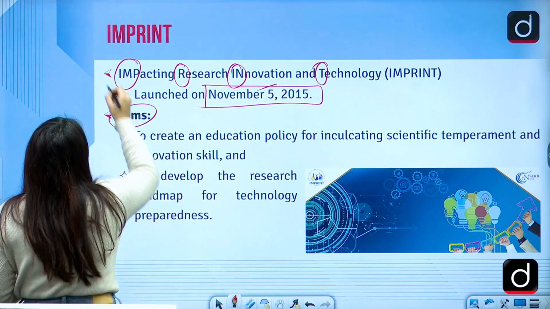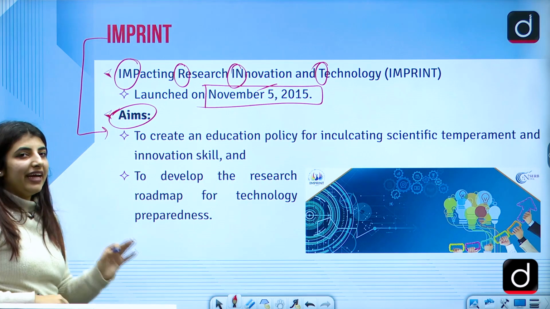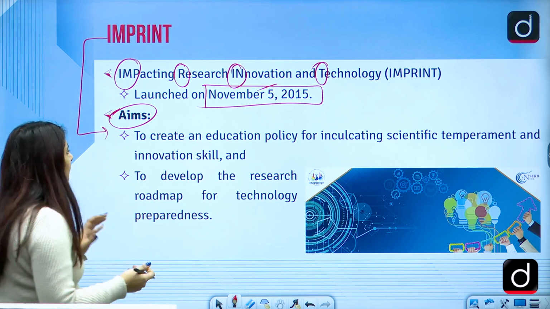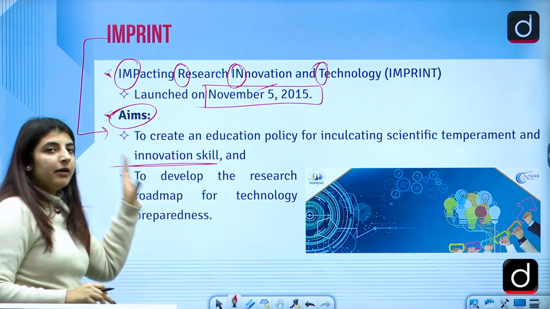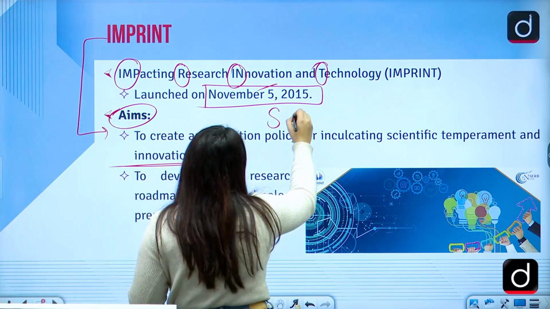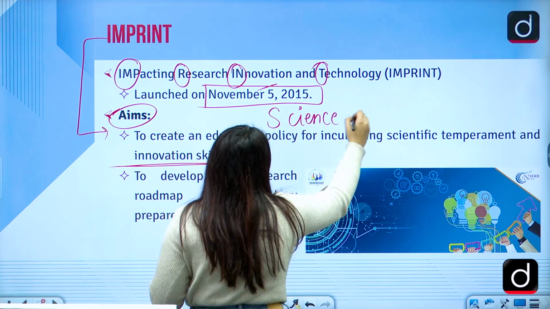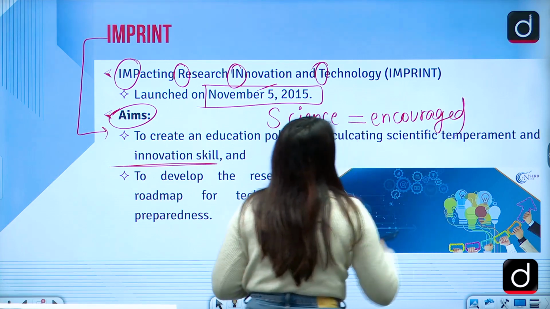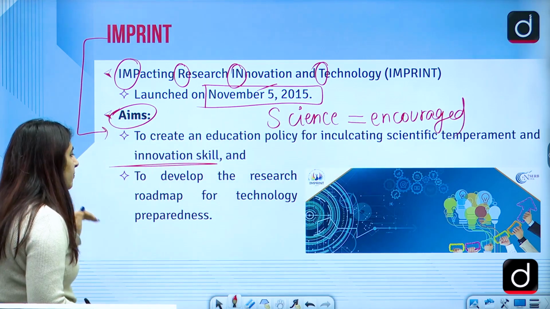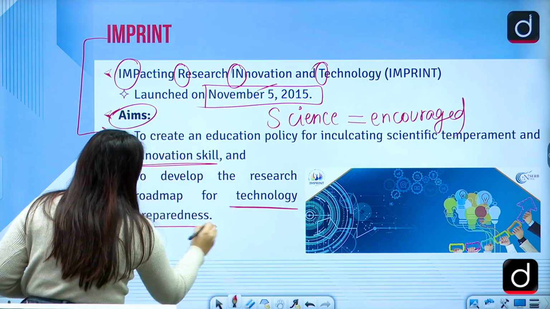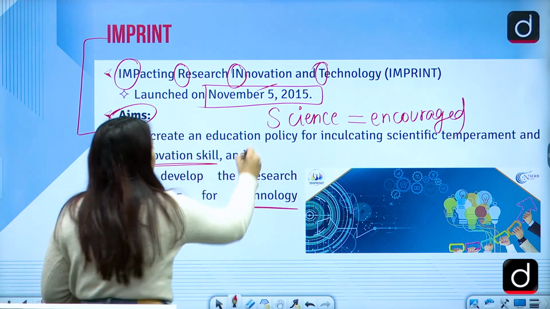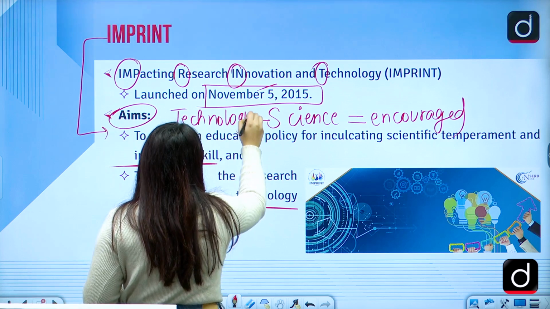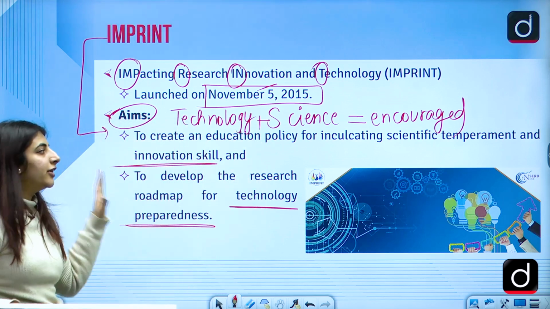What are the basic aims of the scheme Imprint? The first aim is to create an education policy for inculcating scientific temperament and innovation skills. So the Imprint scheme is basically related to encouraging science and scientific thinking, right? And to develop the research roadmap for technology preparedness. So science and technology are the main focus of the scheme titled Imprint, right? So you can jot these things down.